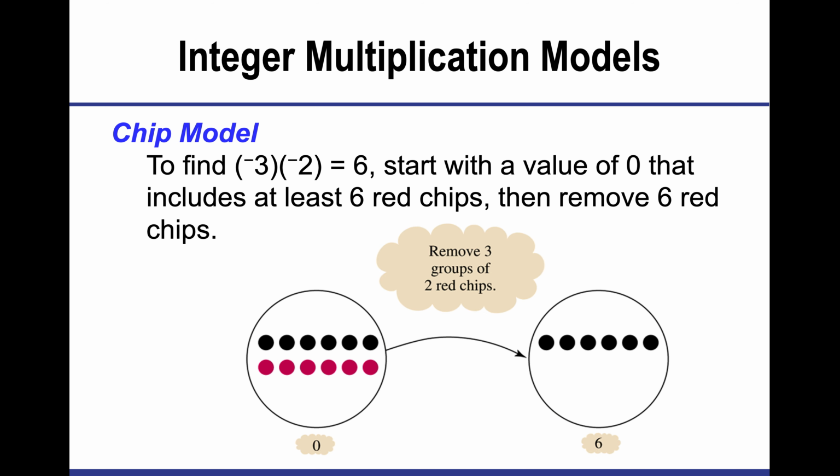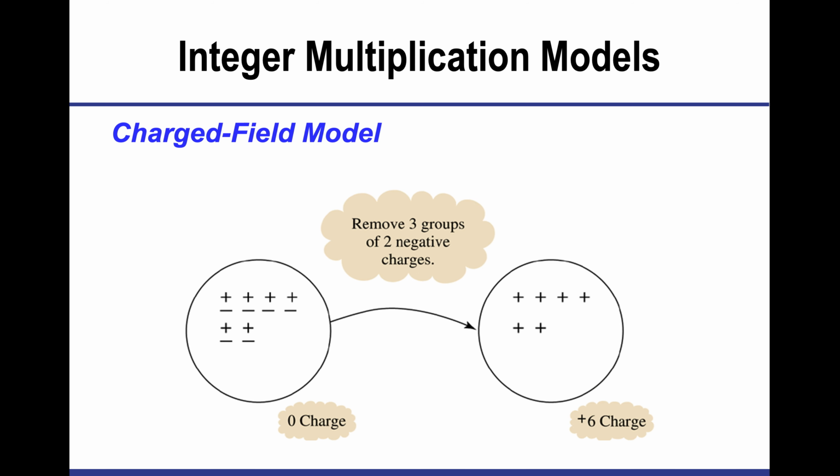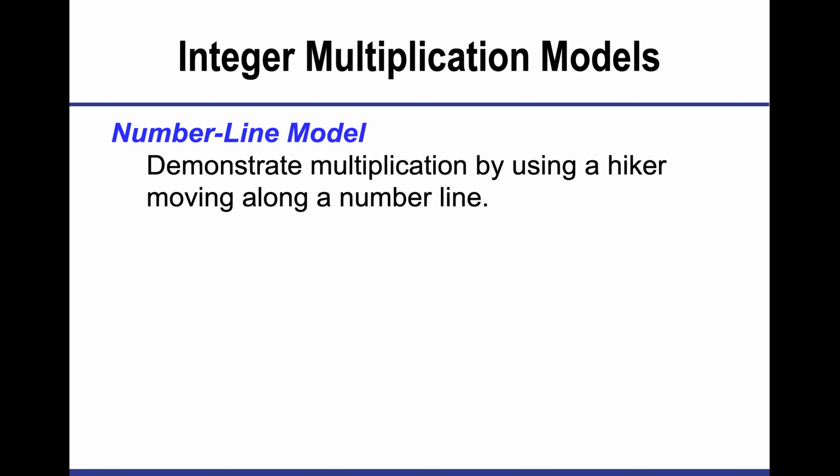Now the chip model can continue on and start with a value of 0, and we can start removing groups of chips. So I can start saying, well, I'm going to take 6 chips over here and move them over, so that I have the 6 red chips remaining. In a charged field model, I can remove the 3 groups of 2 negative charges, and start showing I have 6 positive charges. So this is kind of what you're looking at when we have a negative times a negative.